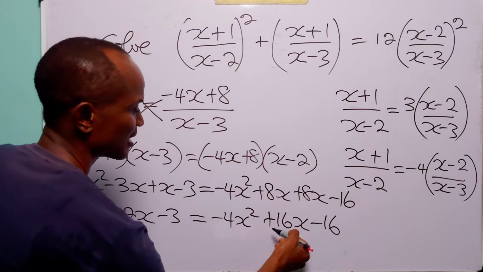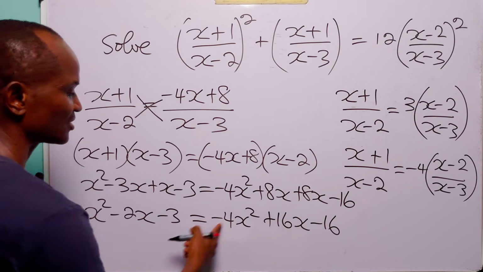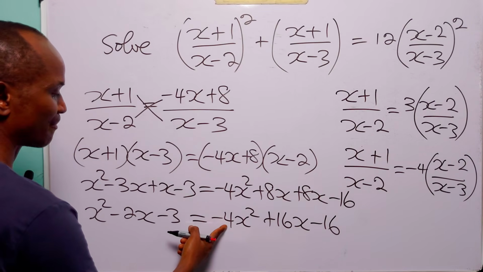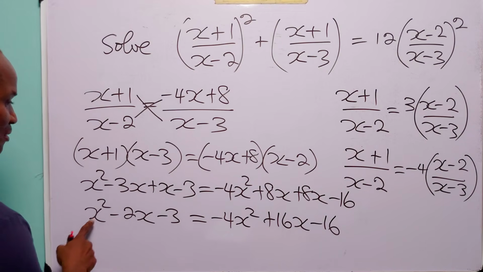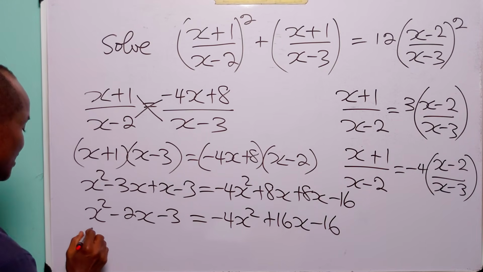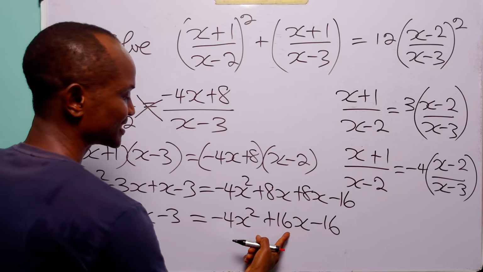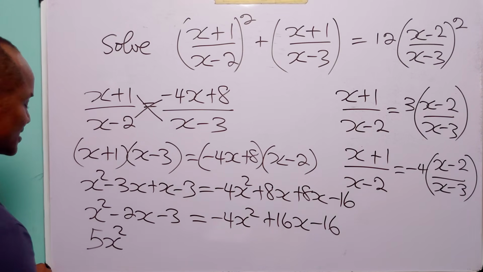Now we move these terms on the right hand side over to the left hand side. So the signs are going to switch. Here we have minus 4x squared. When it goes over, it becomes plus 4x squared. Plus 4x squared plus x squared is going to give us 5x squared. Plus 16x going over this equality sign becomes minus 16x.